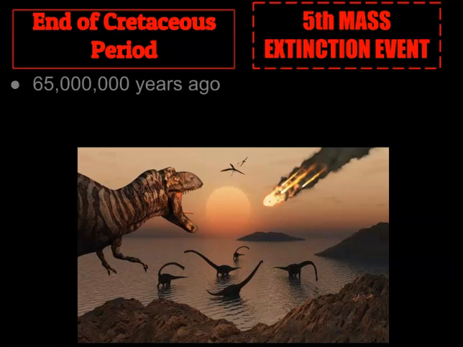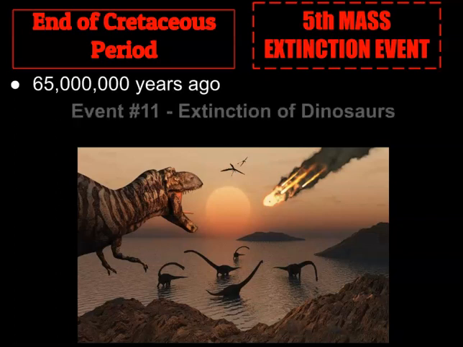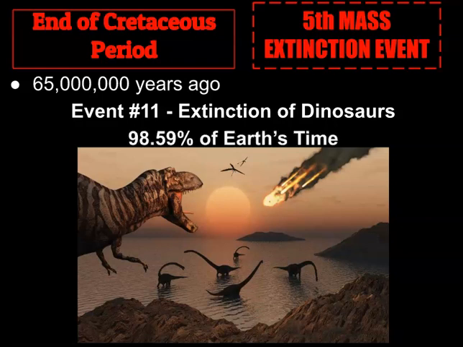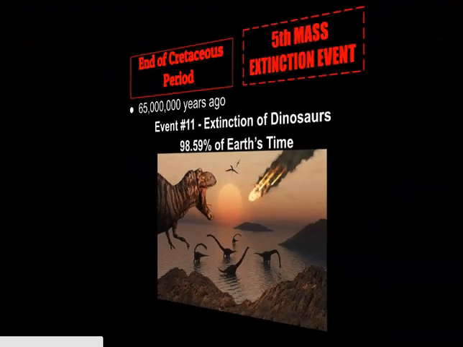Okay, so this would be the fifth mass extinction event. This is the famous one that everyone knows about, and that's the extinction of the dinosaurs 65 million years ago. But again, that happened just a blink ago in Earth's history. Okay, 98.59% of Earth's time had passed when this occurred.